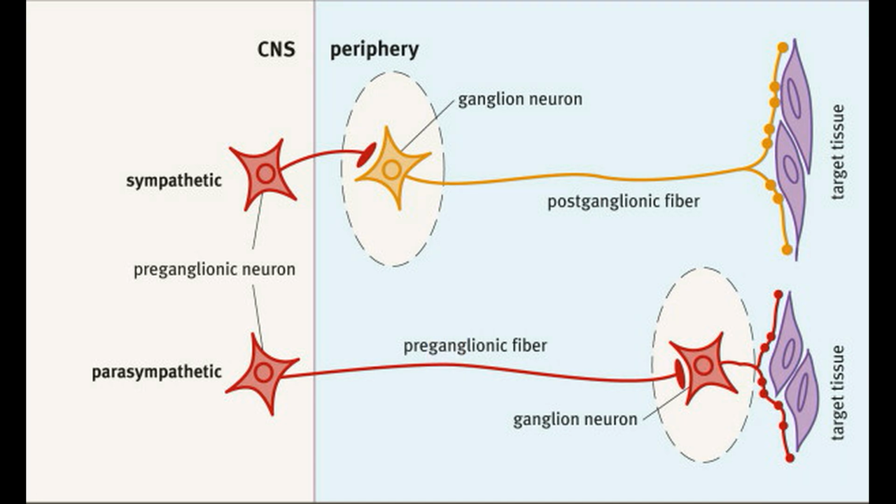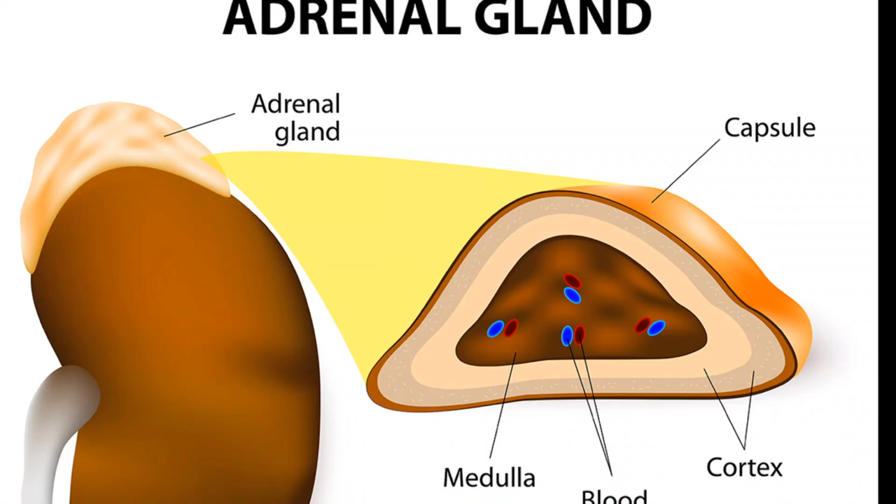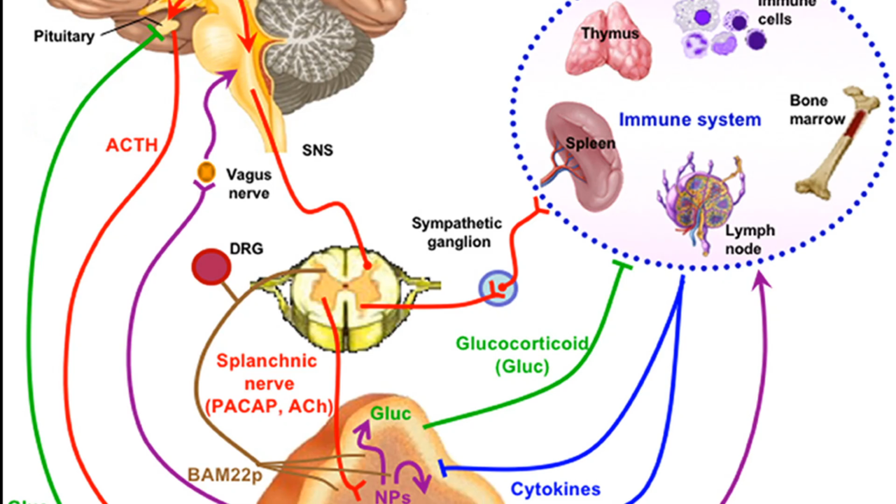An interesting component of the sympathetic nervous system is the adrenal medulla, a specialized ganglion where preganglionic fibers synapse directly on chromaffin cells. These cells then secrete epinephrine and norepinephrine into the circulation.